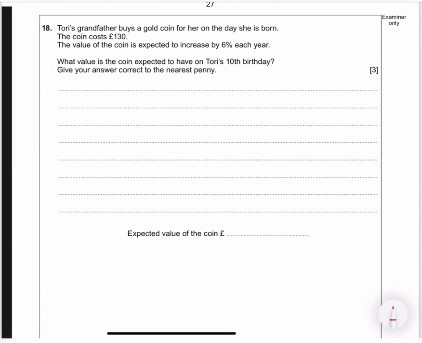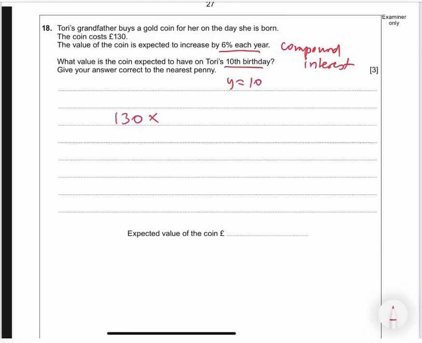Question 18. Tony's grandfather buys a gold coin for her on the day she is born. The coin costs £130. The value of the coin is expected to increase by 6% each year. So this is compound interest because it goes up by 6% every year. And on her 10th birthday, the number of years is 10.